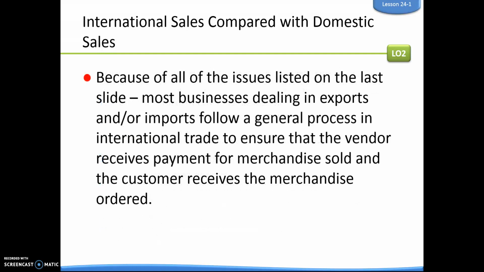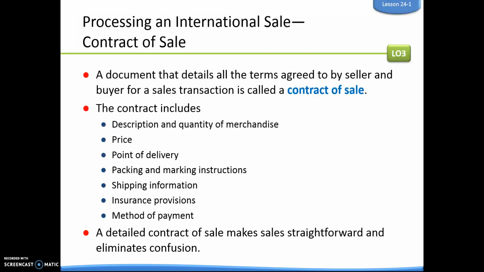Because of all the issues we just listed, most businesses, when doing either exports or imports, are going to follow the same general process in international trade to make sure that the vendor gets the payment and that the customer gets the merchandise. So it's going to be similar. There could be some differences, but we're going to follow this same general guideline.